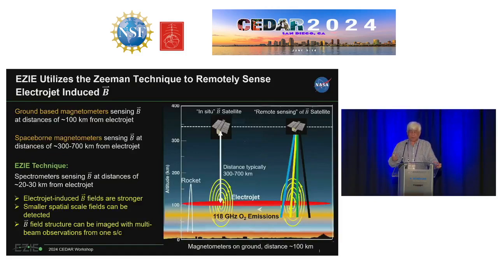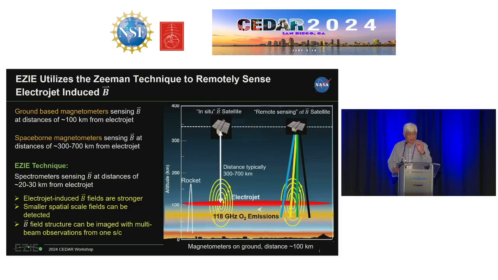This is just a simple comparison of the advantages of the different techniques. Ground-based magnetometers are about 100 kilometers away from the sources, and spaceborne ones are 300, 400, or 500 kilometers away from the current system. But for EASY, we use a remote sensing technique. Once we pick the right line and look at the contribution function, we find that we are measuring the magnetic field perturbation at about 80 kilometer altitude, about 20 kilometers below the current. Because of that, we actually measure the electrojet-induced B field stronger, closer to the current.